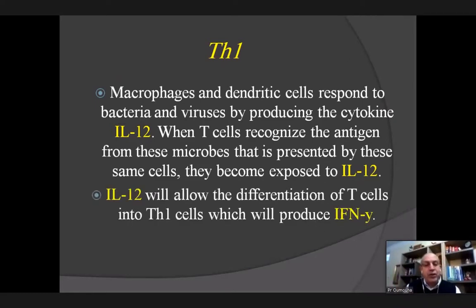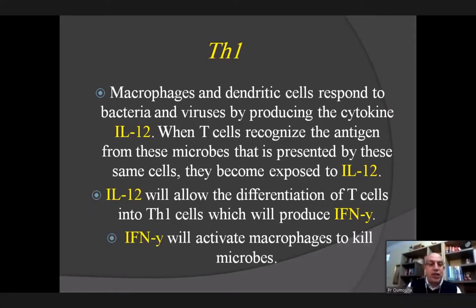Interleukin-12 will allow the differentiation of T cells into Th1, which will produce interferon gamma. Positive communication: interferon gamma will activate macrophages to kill microbes. So, summary: the macrophage captures, phagocytoses, expresses, presents, but also secretes interleukin-12.